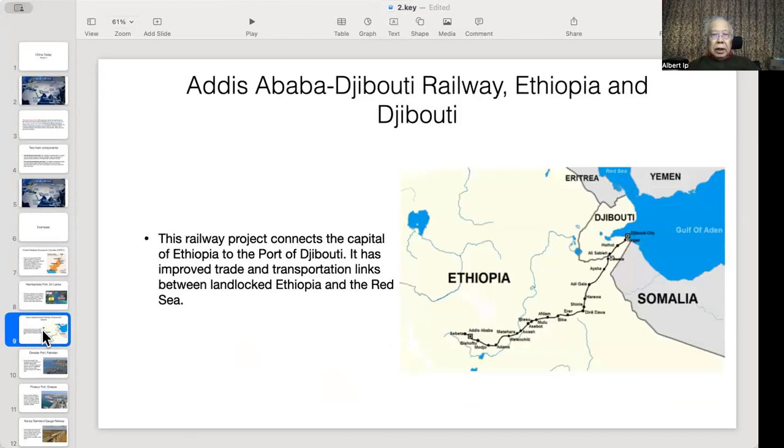Another example is in Africa, especially Djibouti. Now, Djibouti is very interesting. China has one and only one military base overseas, and that military base is in Djibouti. Djibouti hosts a lot of military bases, including the military base of China as well as the United States. China built a railway from Djibouti to somewhere here, this railway.